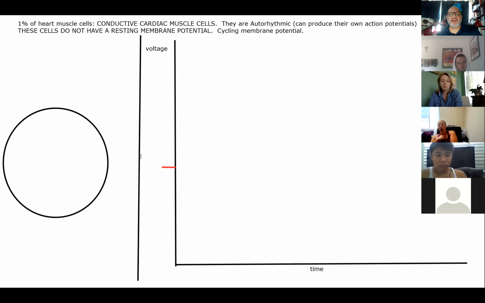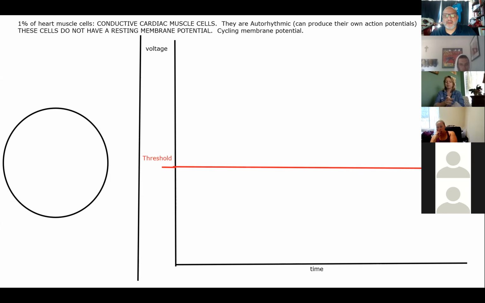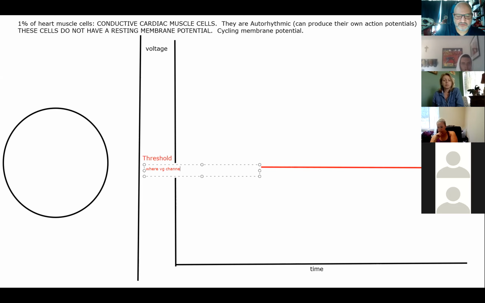But what it does have is voltage-gated channels. And if a cell has voltage-gated channels, while it may not have a resting membrane potential, what does it have? Threshold. Excellent. It is going to have some threshold, and that threshold is going to be its point. And let's go ahead and draw that threshold all the way across. And of course, as we know, the threshold is where our voltage-gated channels open. Threshold is that magical point where, and let's make this one smaller, where our voltage-gated channels open. Perfect. All right. Questions on that?